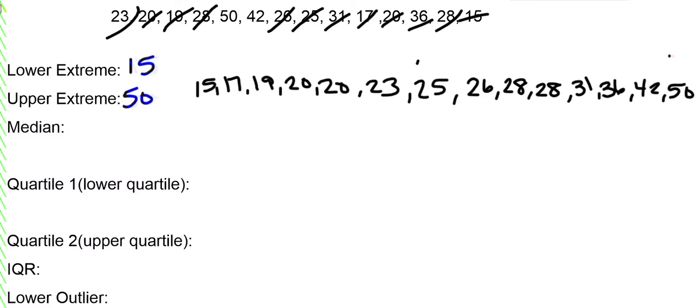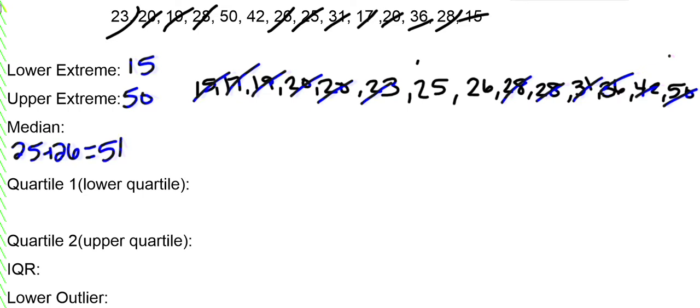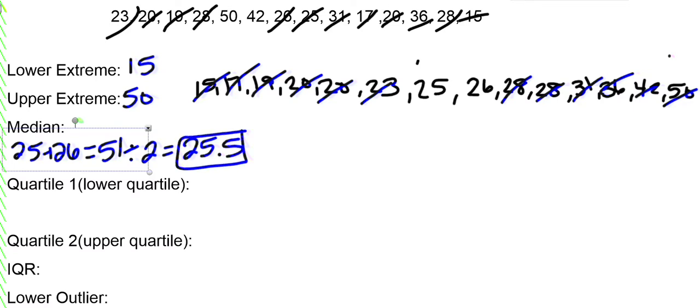Now I need to find my median. So I just cross out one end at a time until I get to the middle number. In this case, it's 25 and 26. So I'm going to take 25 plus 26 gives me 51. And divide that by 2, which gives me 25.5 for my median.